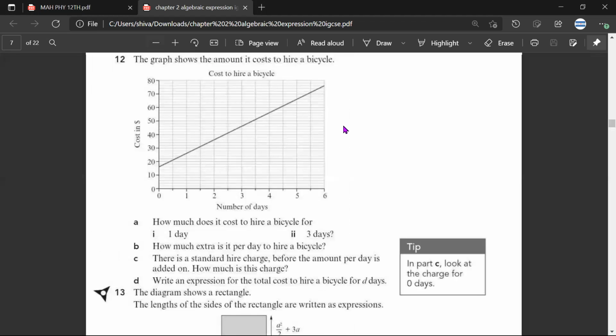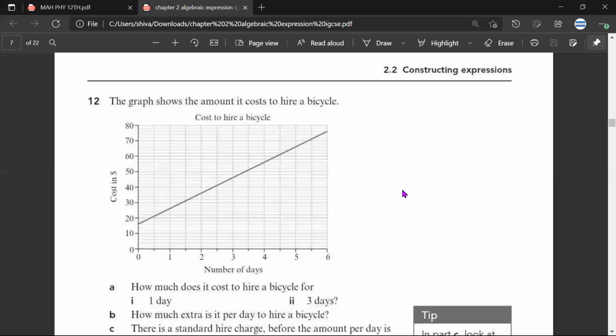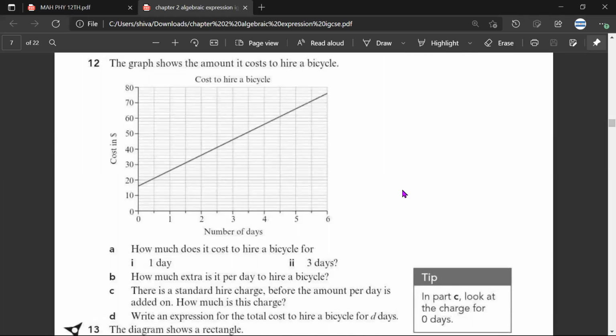How much extra is it per day to hire a bicycle, Mr. Satya? $2. Why $2? Because for 1 day, it takes 26. For 2 days, it takes 28. So it is increasing by $2 every day.